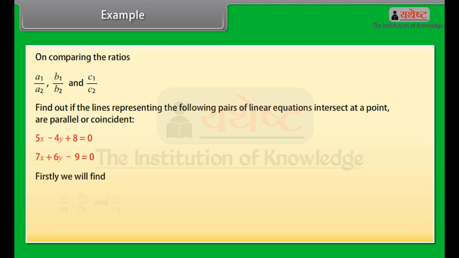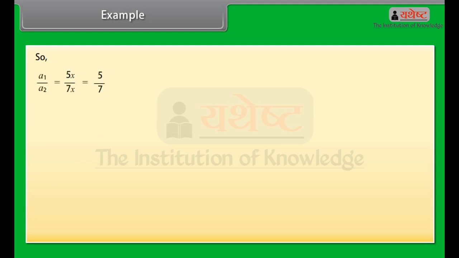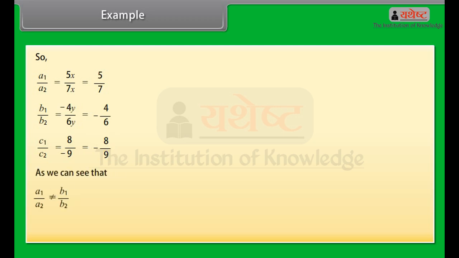Firstly, we will find a1/a2, b1/b2 and c1/c2 and then compare them. So, a1/a2 = 5x/7x, which equals 5/7. b1/b2 = -4y/6y, which equals -4/6. c1/c2 = 8/-9, which equals -8/9. As we can see that a1/a2 is not equal to b1/b2, so lines will be intersecting.